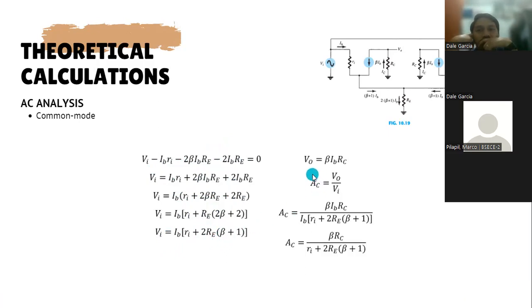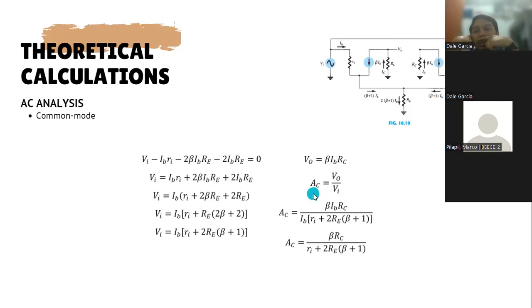I have the formula of output voltage is equal to beta IB RC. This is actually the same formula used before, which is output voltage is equal to IC RC. I just changed it to beta IB RC here since there might be confusion as to whether the IC being used was the DC IC or the AC equivalent IC. So I just changed it to the AC formula of the IC.